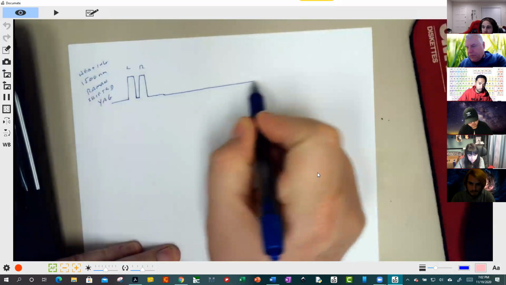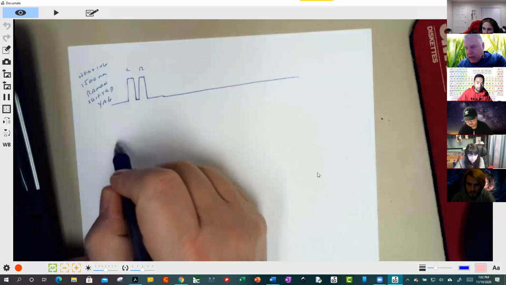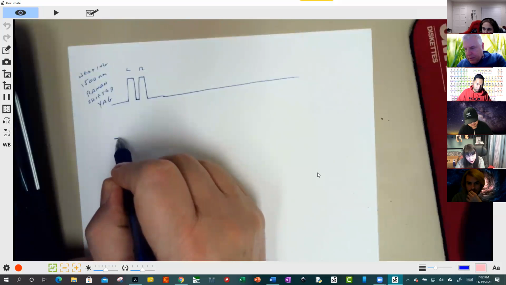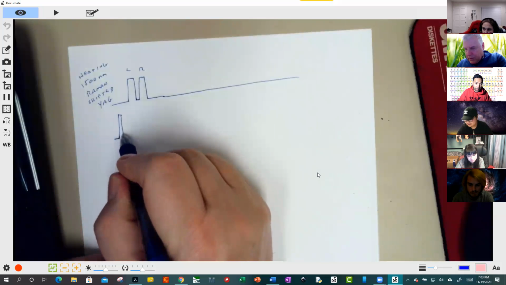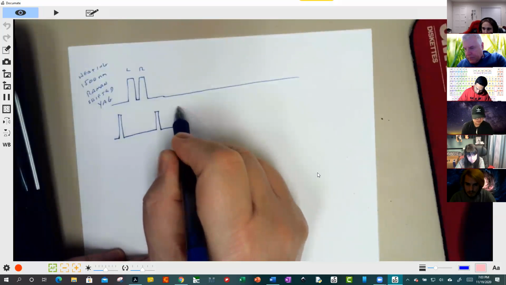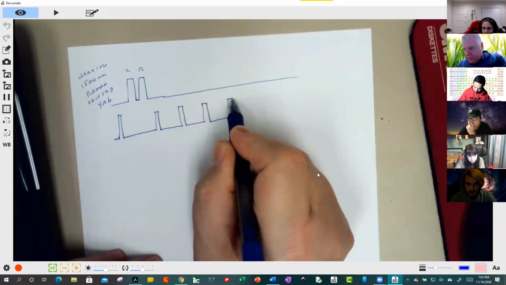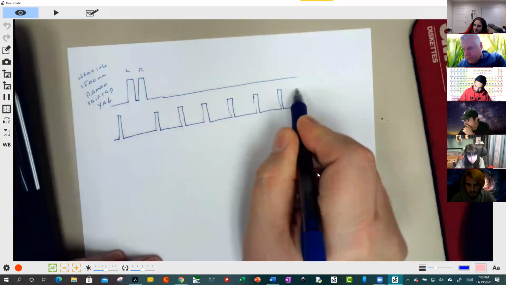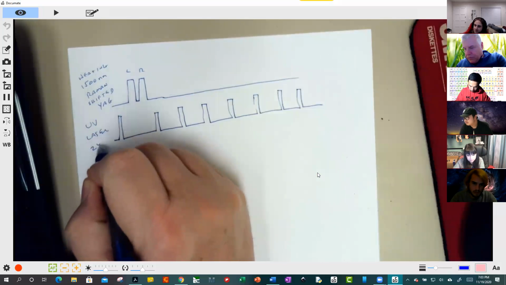And this is off for the remainder of the experiment. Then every 15 nanoseconds, there's a very short pulse. This is the UV laser, 240 nanometers.